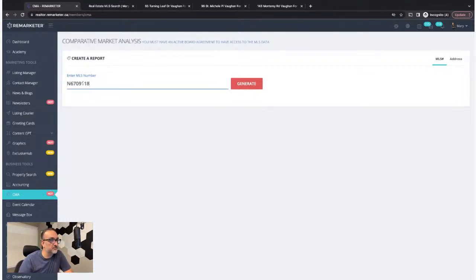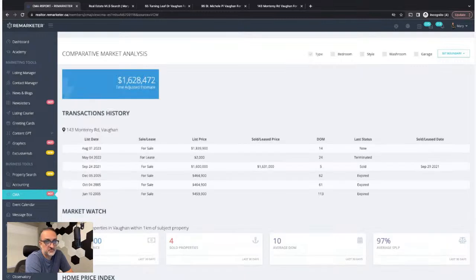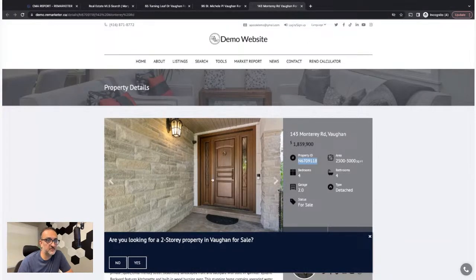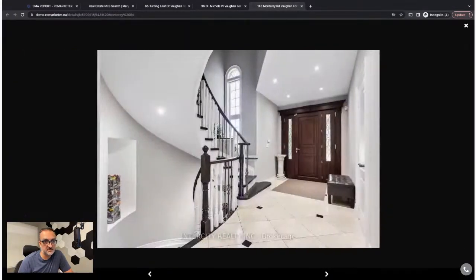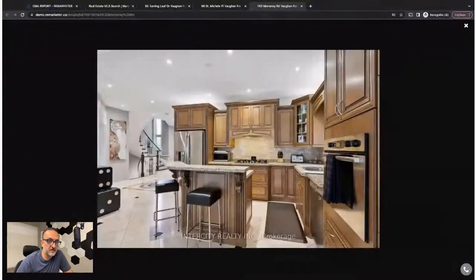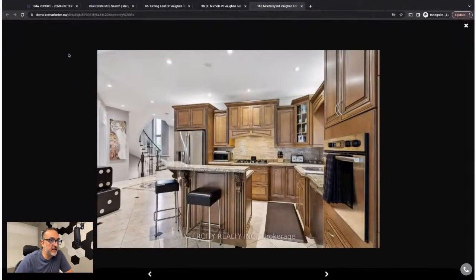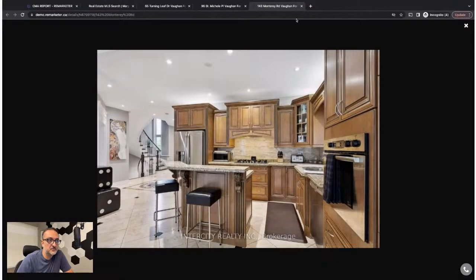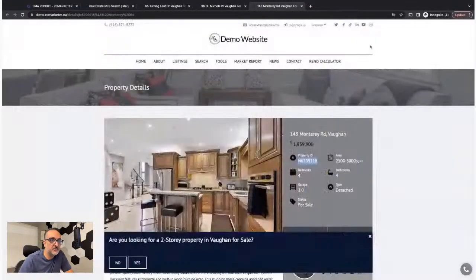So here's what I'll do. I'll just put in the MLS number and click generate. And within seconds, you have a CMA. Right? Okay, so let's look at this property again. It's a beautiful property. It's really nice, well built, really good qualities and everything. And now we're going to do our CMA for that property.